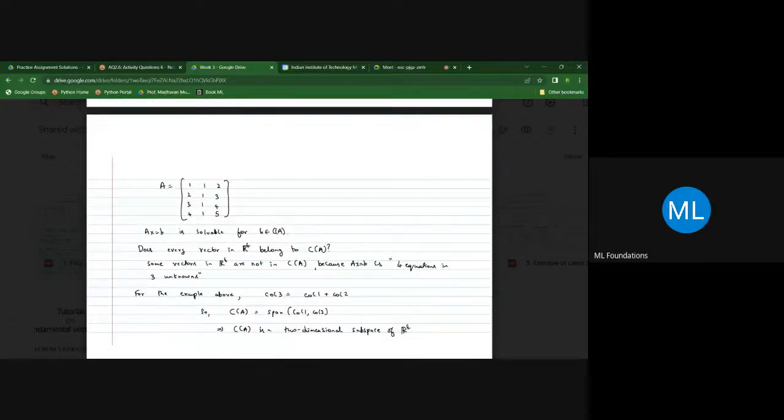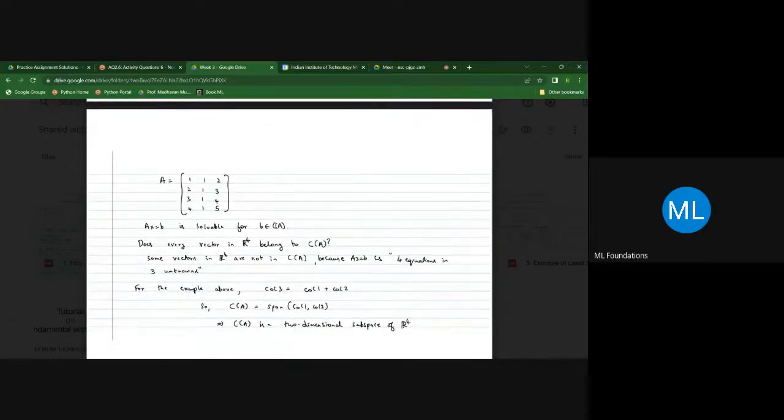For example, you could see here, in this particular case we have 1 2 3 4 1 1 1 2 3 4 5, but then the span of columns, the column space of A, has dimension just 2, because column 3 is nothing but column 1 plus column 2.